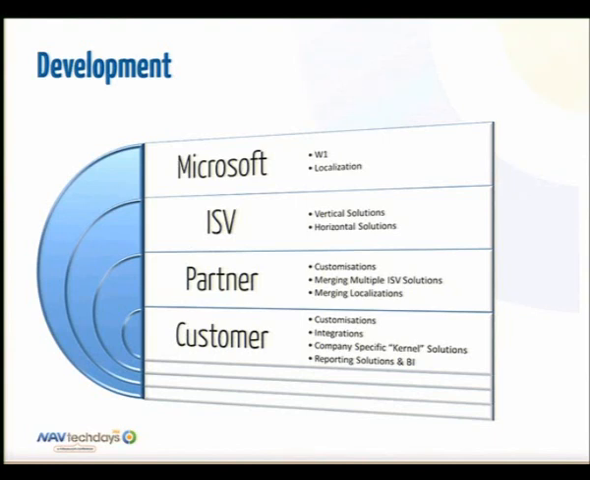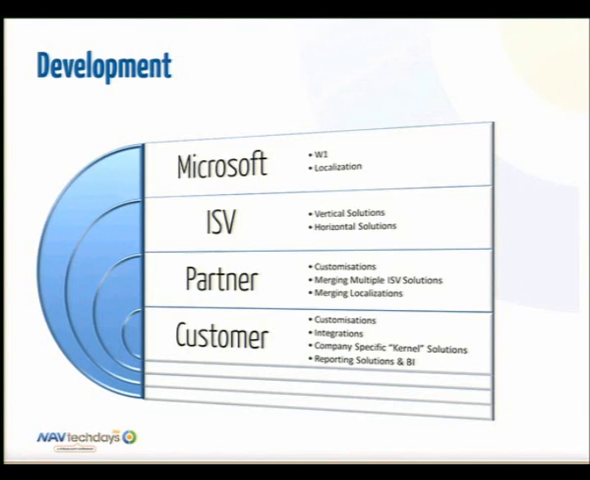ISVs use NAV development to make their horizontal and vertical solutions. Partners on top of that will customize the system for end users. They will also be merging multiple ISV solutions into one database. And sometimes it's necessary to also merge localizations, even though that's not a best practice. Sometimes the customer himself does customizations.